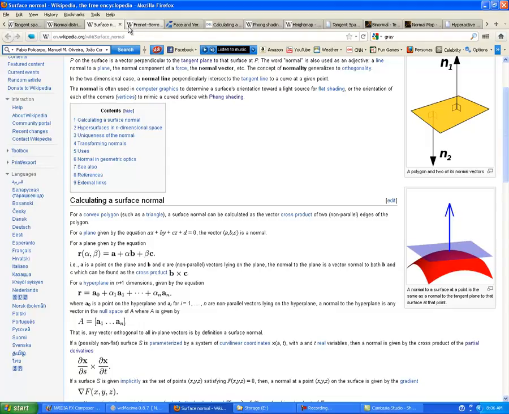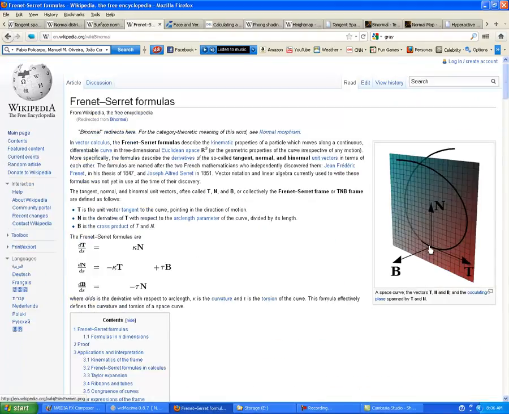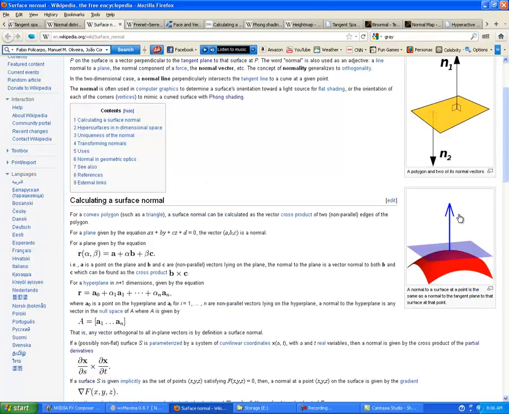Whereas a curve here, let's see if I can show you. On a curve, you can only have one tangent. See, this is tangent to the curve going this way. Whereas on the normal here, you can have a normal coming this way and then a binormal coming off of that way. In the case of the surface here, it's a different scenario.